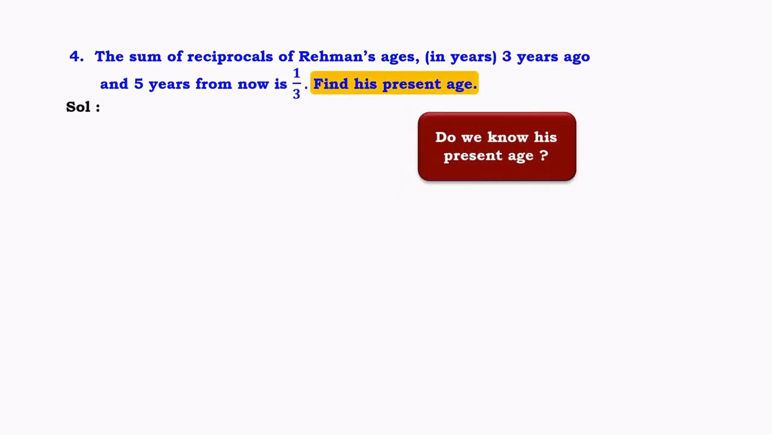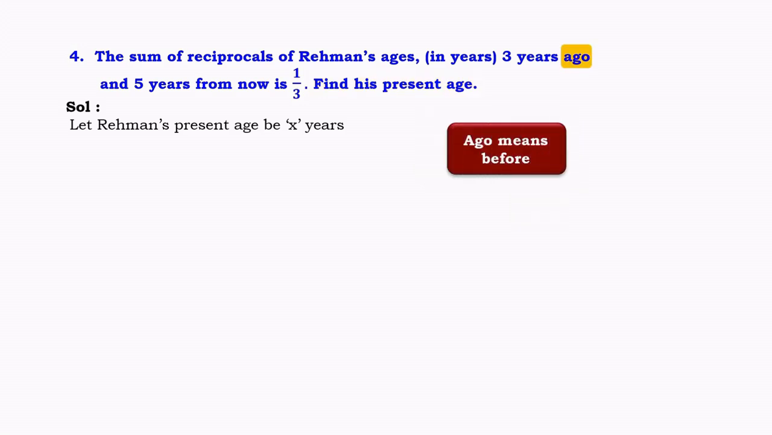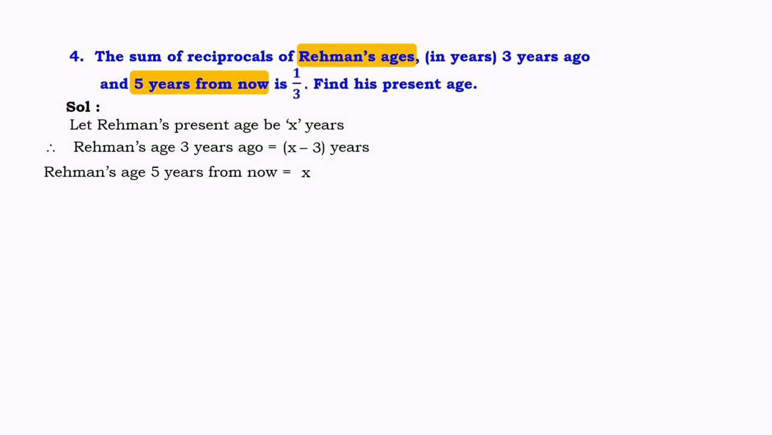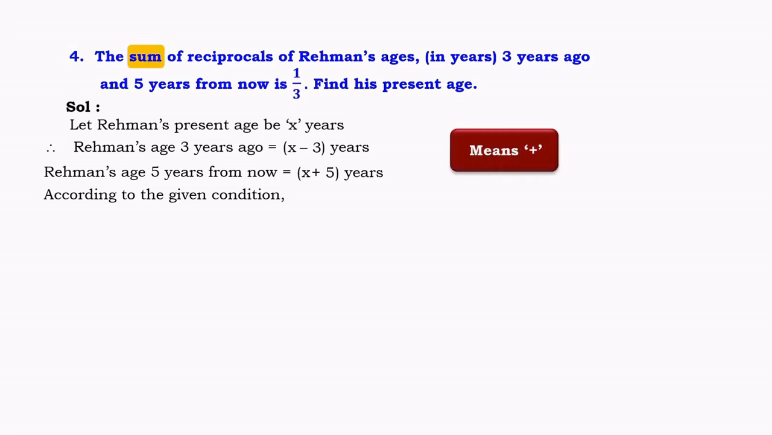Do we know his present age? No. So, let us assume that Rahman's present age is x years. If his present age is x years, then his age 3 years ago would be x minus 3 years. Similarly, his age 5 years from now would be x plus 5 years. According to the condition given in the question, the reciprocal of his age 3 years ago plus the reciprocal of his age 5 years from now is equal to 1/3.